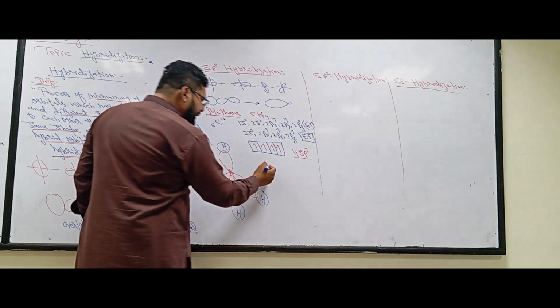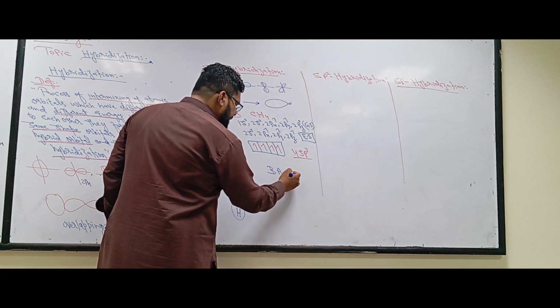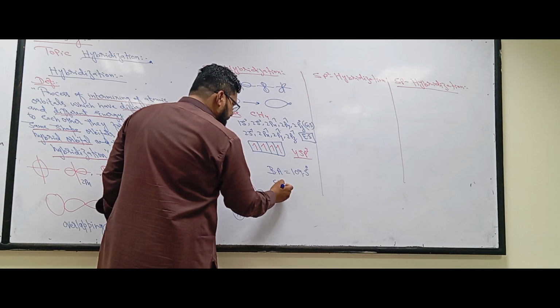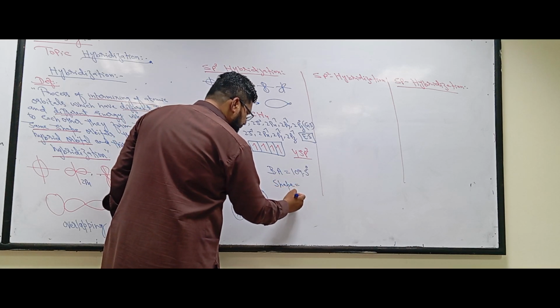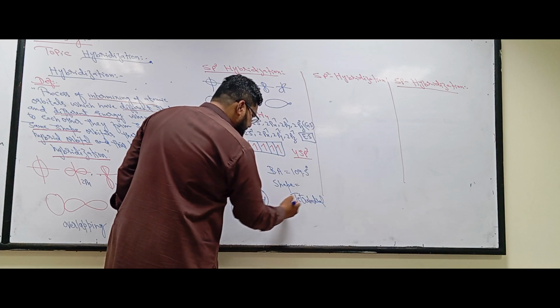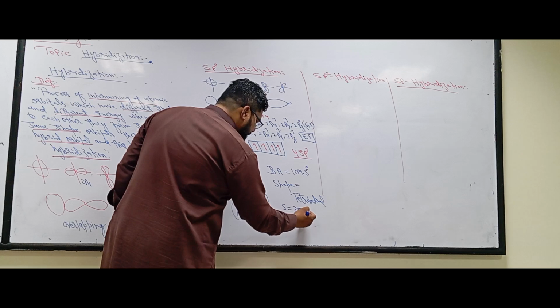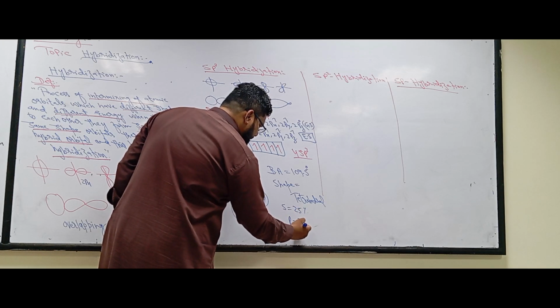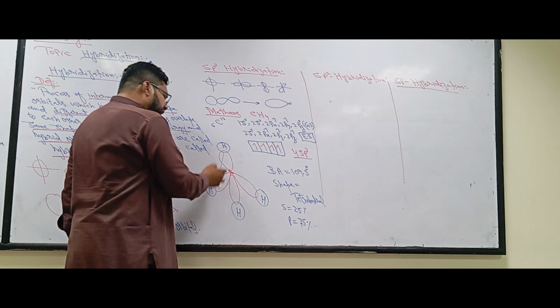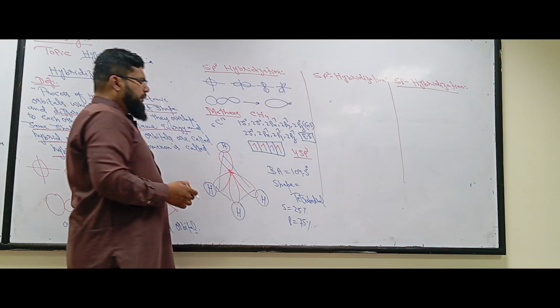The bond angle in this structure is 109.5 degrees. The shape name is tetrahedral. S character is 25% and P character will be 75%. This is the tetrahedral geometry of methane.